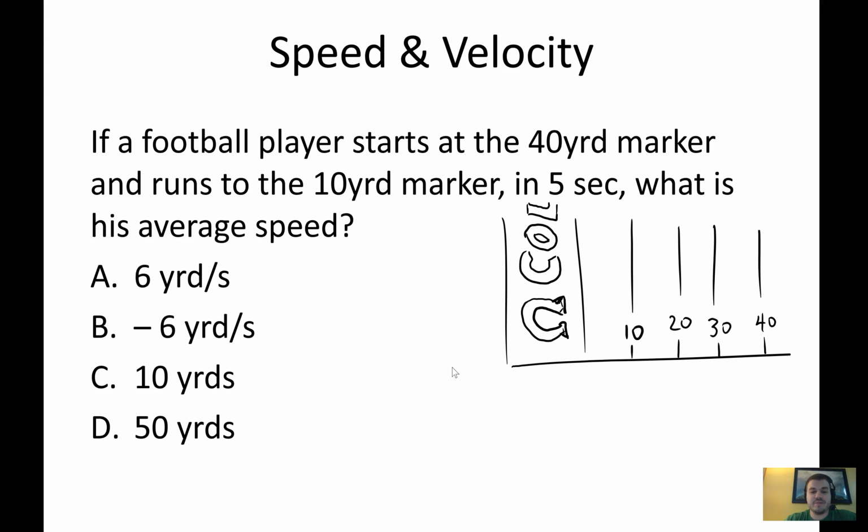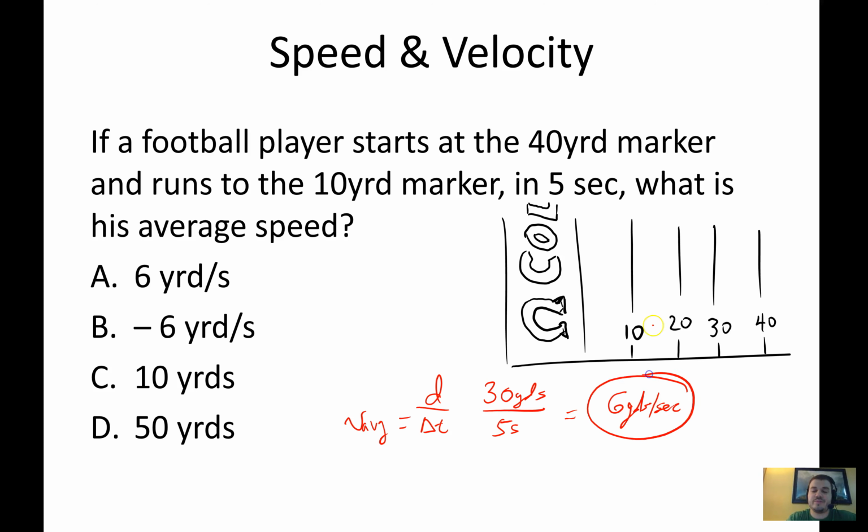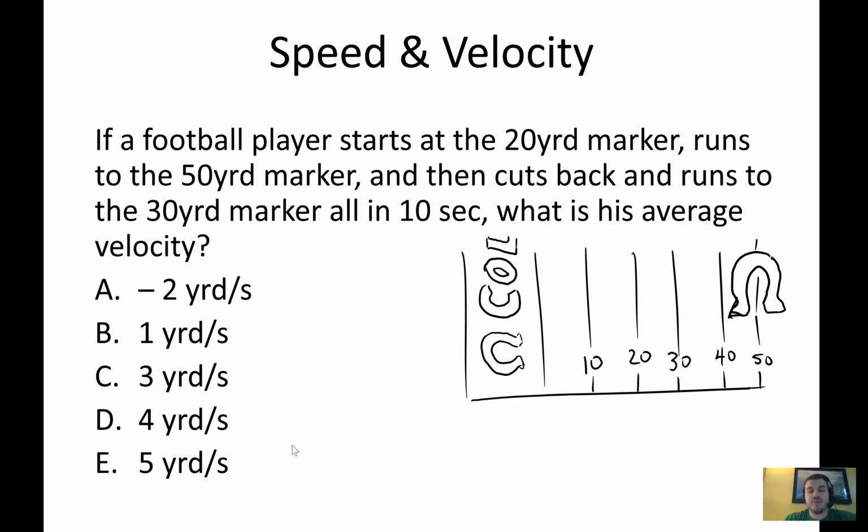But now average speed. Remember that average speed is defined as the distance over the change in time. So this time my distance, I don't care about direction, is 30 yards in 5 seconds. And so this time my speed is 6 yards per second on average. Not instantaneous, but average. Speed and velocity are noticeably different.